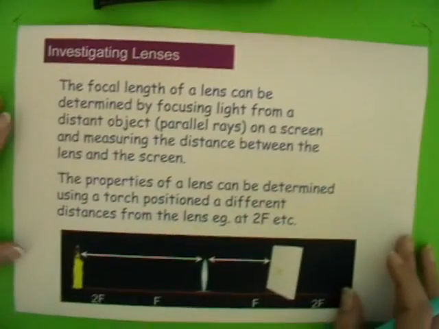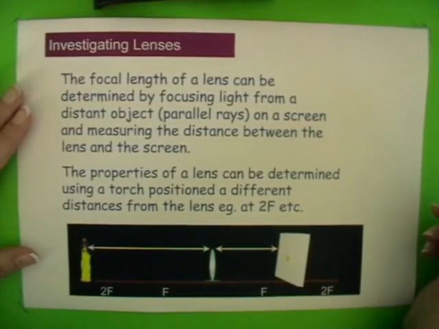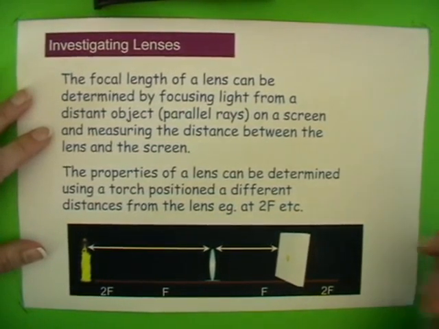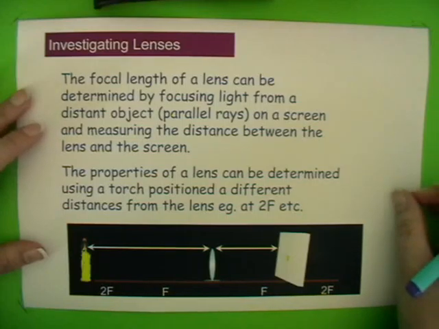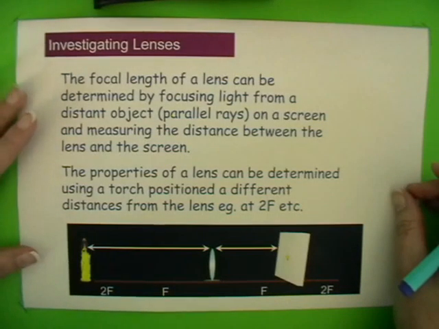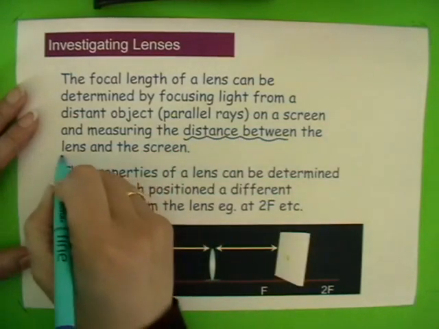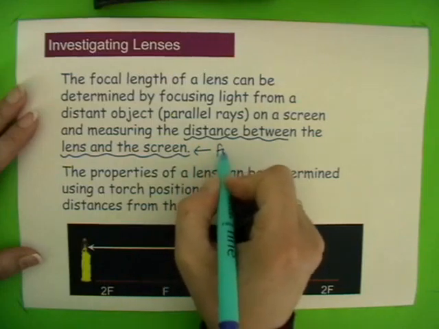If we were to investigate lenses, the focal length of a lens can be determined by focusing light from a distant object so that you have parallel rays, as shown in the previous diagram, onto a screen. So if we take the parallel rays of light from a distant object and we move the screen in and out from the lens until we get the image in focus. When we did this in the classroom, we used the light from the window and focused it through the lens onto a screen, and we measure the distance between the screen and the lens. This gives us the focal length. So the distance between the lens and the screen is the focal length.